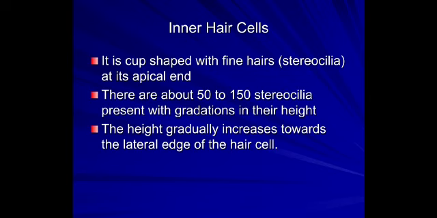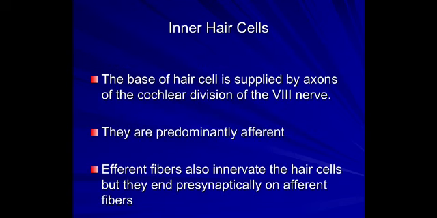The inner hair cells have fine hairs called stereocilia. There are about 50 to 150 stereocilia with graduations in height. That means the height gradually increases towards the lateral edge of the hair cells. The base of the hair cell is supplied by the axons of the cochlear division of the vestibulocochlear nerve, the eighth cranial nerve, which are predominantly afferent. The efferent fibers also innervate the hair cells, but they end presynaptically on afferent fibers.